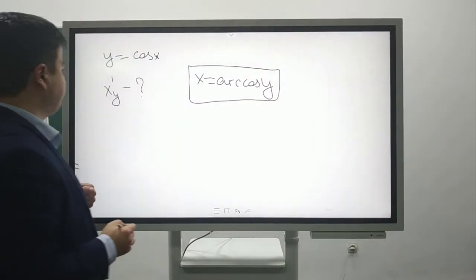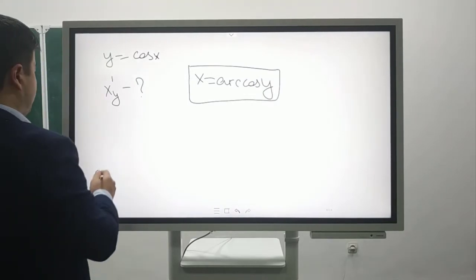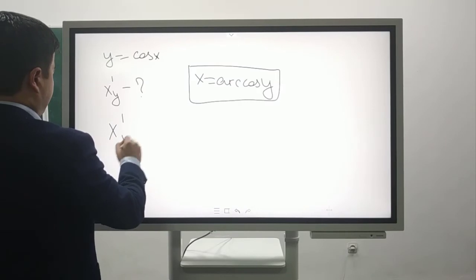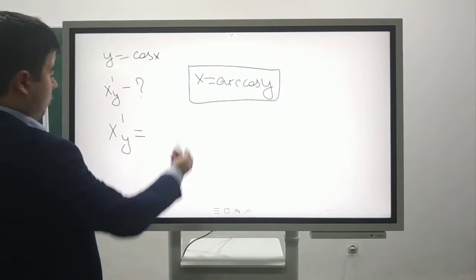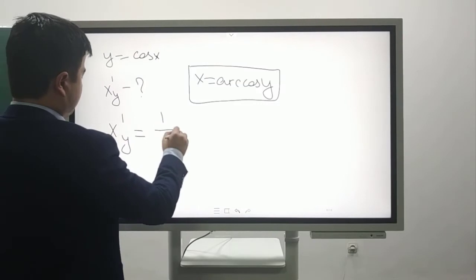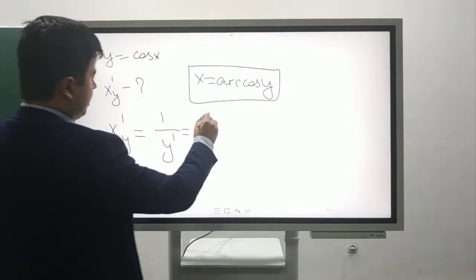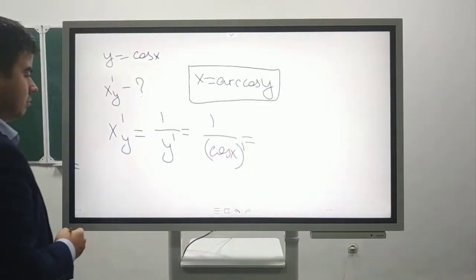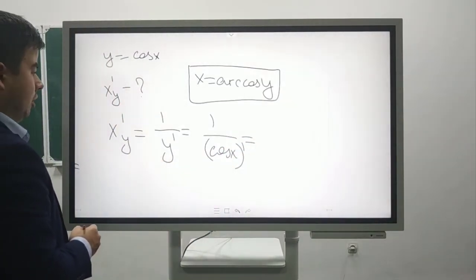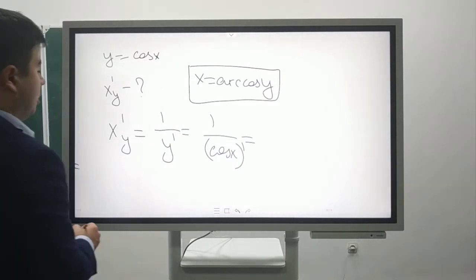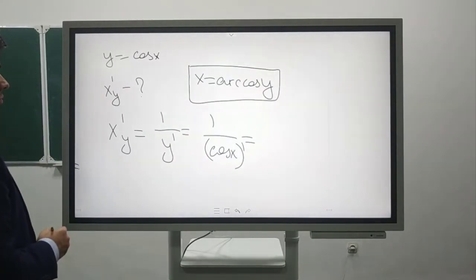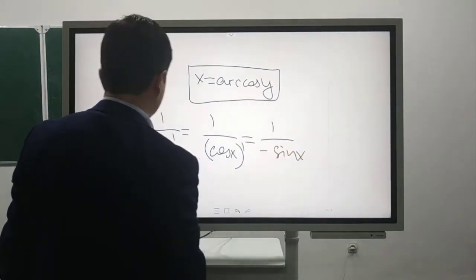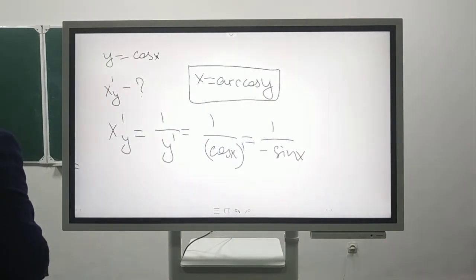And now find the derivative of this function, x prime y. It is, if you remember, 1 over y prime. So it is 1 over cosine x prime, or cosine x prime is just minus sine x. So it is 1 over minus sine x.